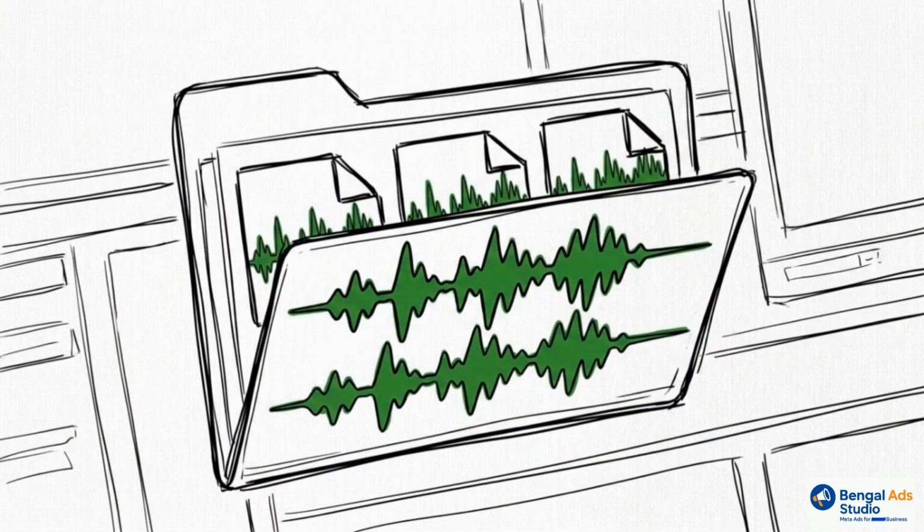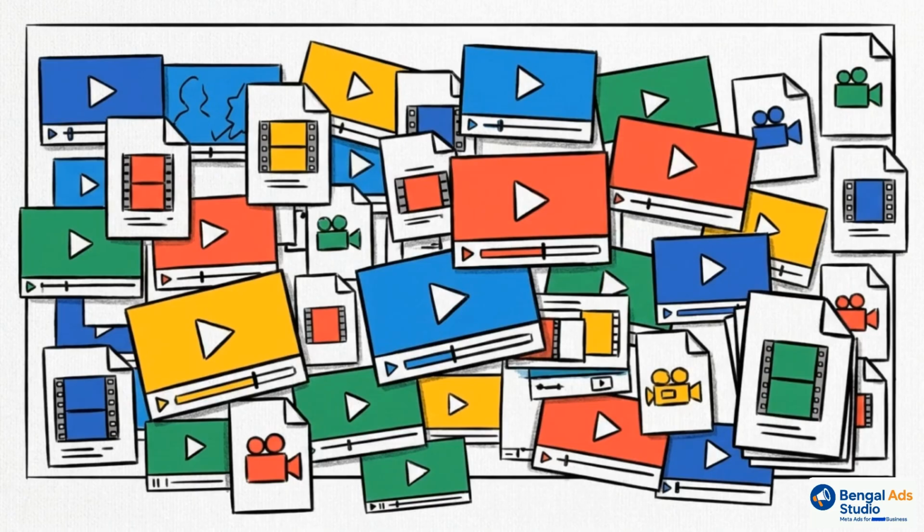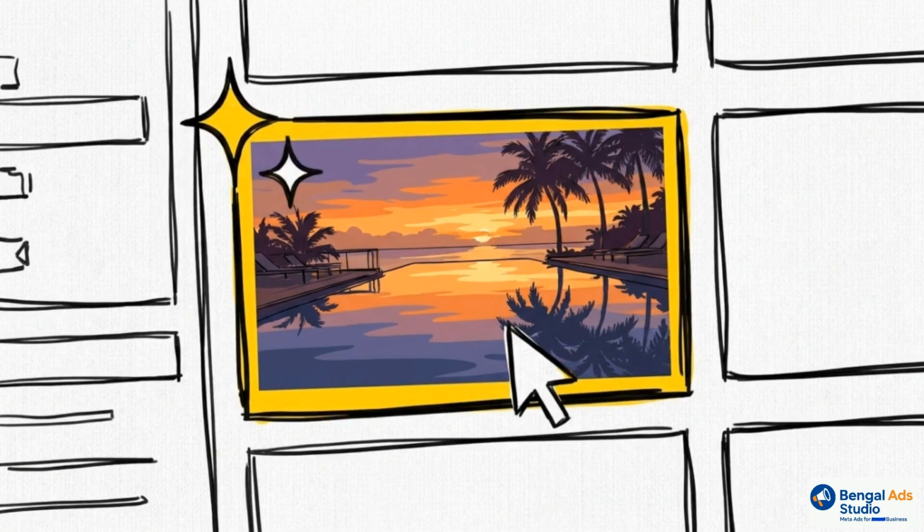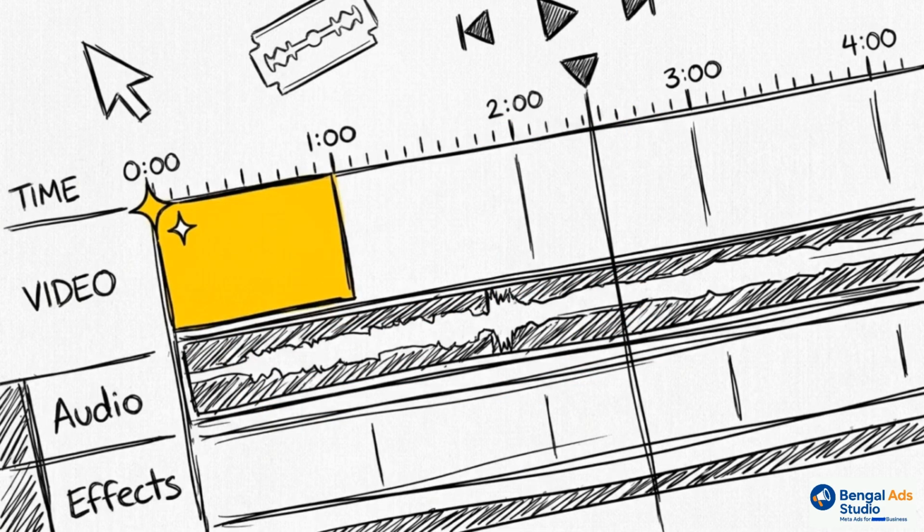To follow along, you'll need your editing software open, your raw property and lifestyle footage imported, and a few potential music tracks ready for selection. A successful edit transforms raw property clips into a sequence that functions as a deliberate emotional hook.